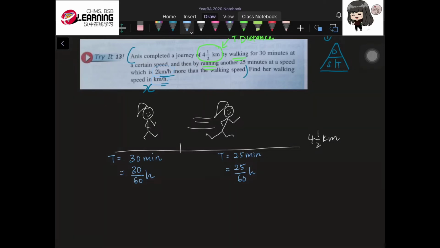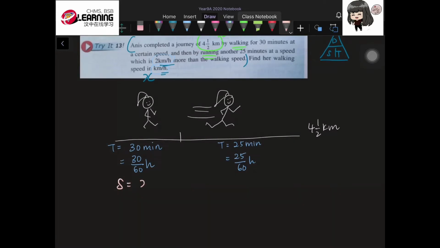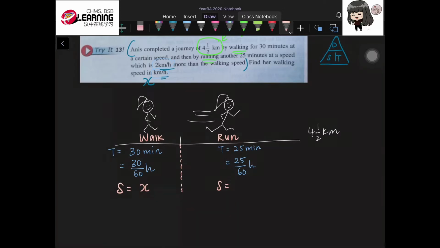It says here that by running another 25 minutes at a speed which is 2 km per hour more than the walking speed. The speed for walking we don't know, so it's an unknown, which is x. And for the speed for her to run, you see I have a division here, meaning that this one is for walking, this one for her to run. So the speed for walking is x, and the running is 2 kilometer more than the walking speed, so you plus 2. The walking speed is x, and then the running will be x plus 2.